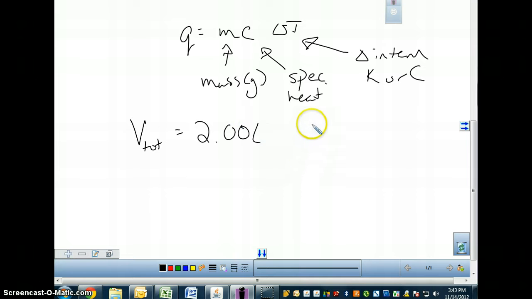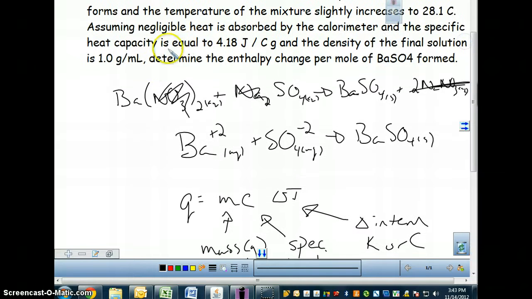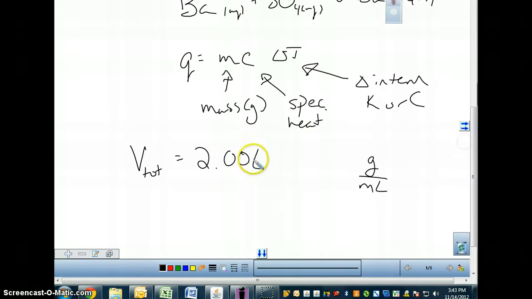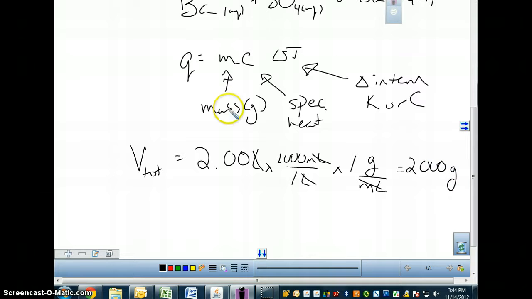But I need to get to mass, so I need some way to convert between grams and volume. And it turns out that way I have to convert between the two is my density, 1 gram per milliliter. But in order to do that, I need to convert to milliliters. 1,000 milliliters per 1 liter, and 1 gram per milliliter. Cancel, cancel, cancel, cancel. We end up with 2,000 grams is our mass. So Q equals 2,000.